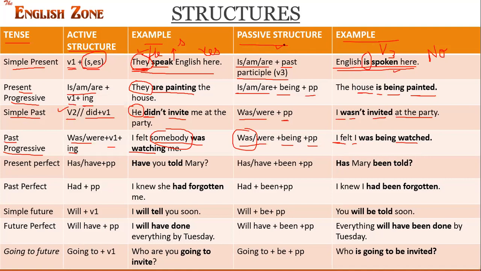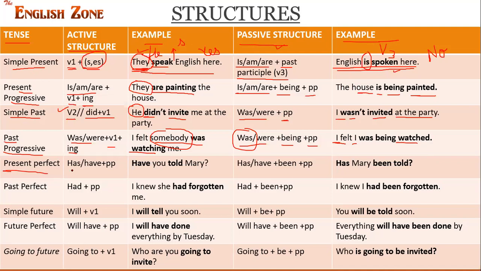So here comes the difference. In case of the past progressive, we have to use was were plus first form plus ing for the active structure, and for the passive, we have to use was were plus being plus past participle. It's very important to understand the difference between active and passive structure, which is बहुत important. Now, if we move to the next tense, we have present perfect.